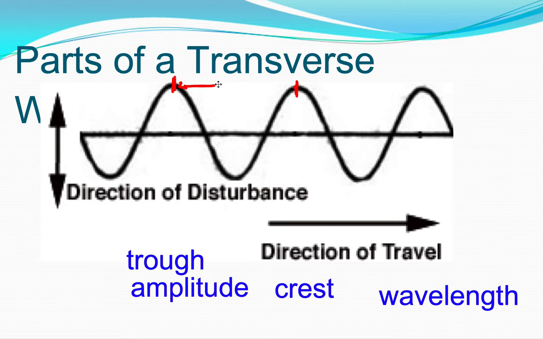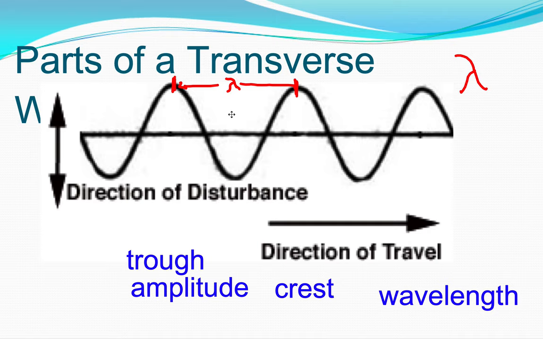Now, the symbol for wavelength, you guys, is the Greek letter lambda. And that's what it looks like. Let me draw it bigger. That is the Greek letter lambda. When we write that in an equation, and you'll see it in your book and online, this stands for wavelength. And that is, once again, the length of one wave.